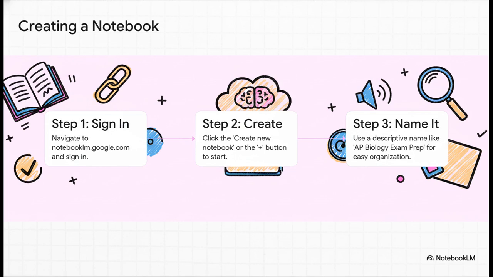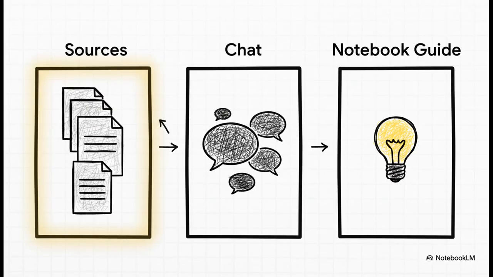But hey, don't just blow past step 3. Naming your notebook strategically is crucial for staying organized. Trust me, AP Biology exam prep is going to be much easier to find later than Untitled Notebook 17. This right here, this is your command center. You've got your sources over on the left, your conversation with the AI in the middle, and helpful summaries on the right. But for today, we are laser-focused on that left panel, the Source Manager.